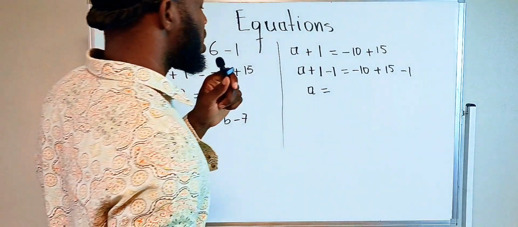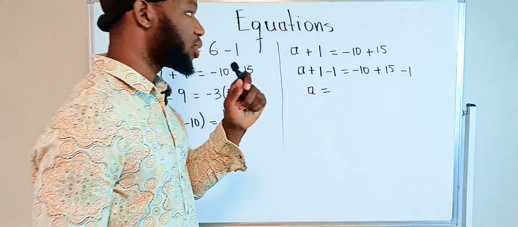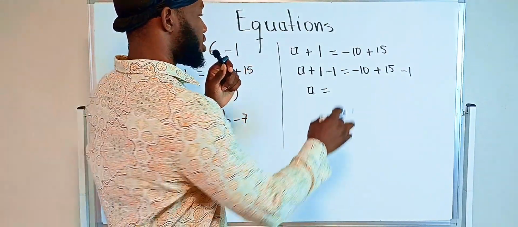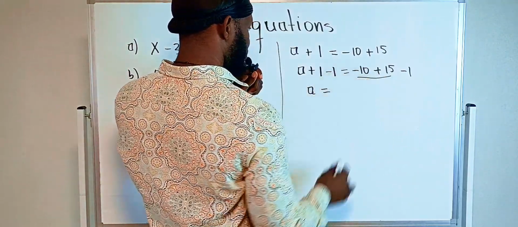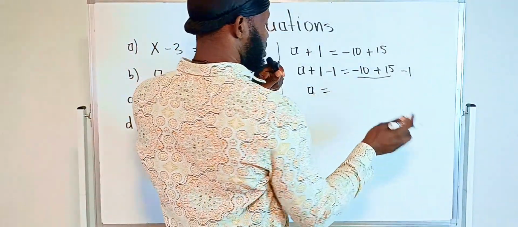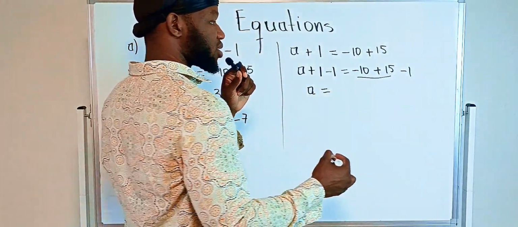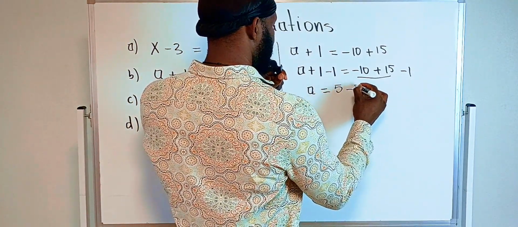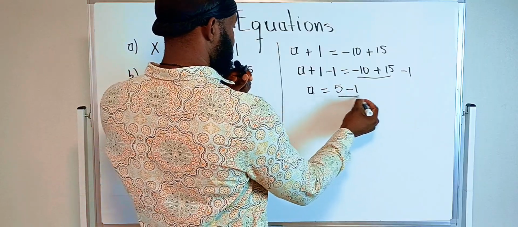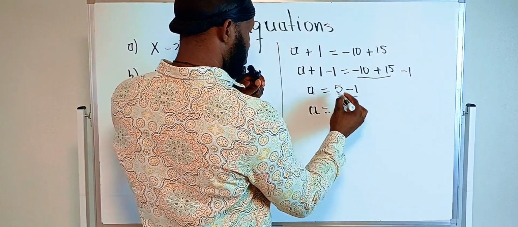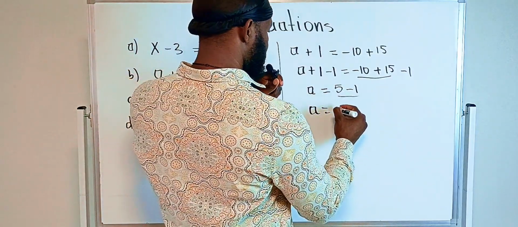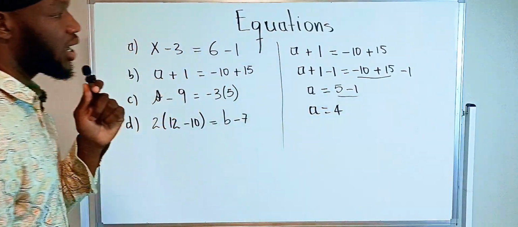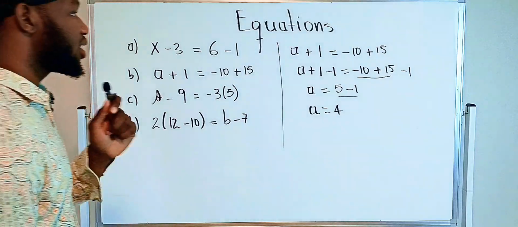What did I tell you when you got signed numbers to add? If they are different signs, you subtract the small from the big, and you keep the sign of the big. So right now my answer will be 5 minus 1. So a equals what? Different signs, you do subtraction, and you keep the sign of the big. That means a equals 4. Right now a equals 4.